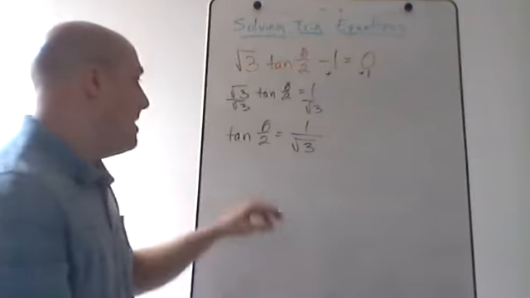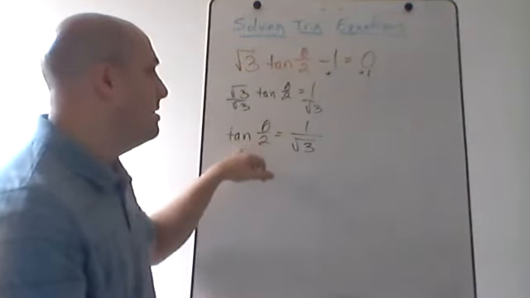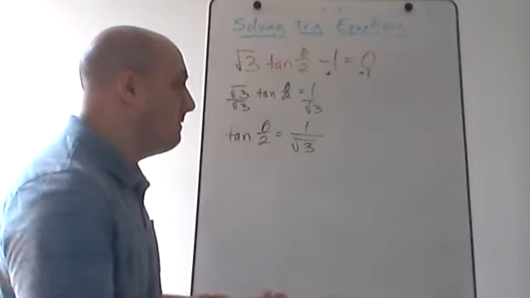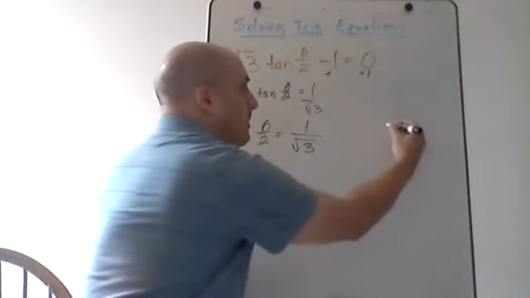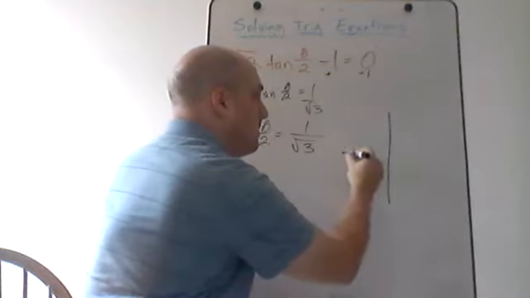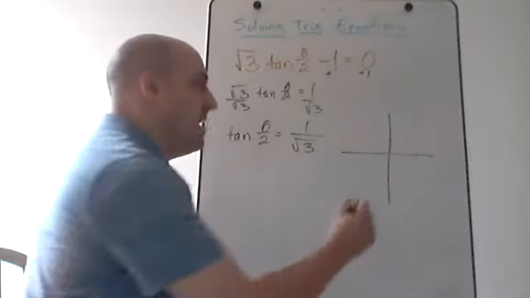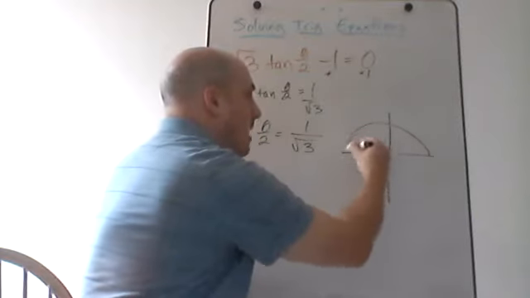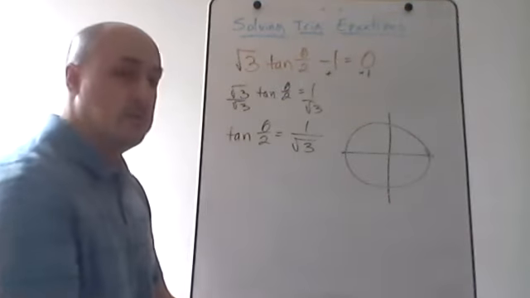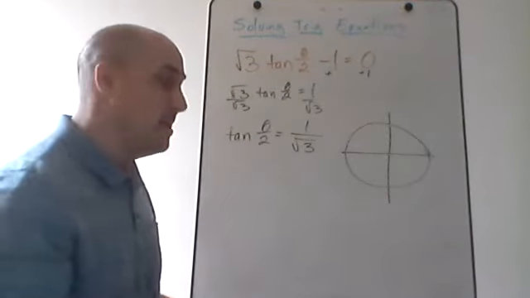So what I need to look at now is the tangent function. Where is the tangent function equal to 1 over the square root of 3? Let me think about my unit circle. That number, 1 over square root of 3, looks like a number that I'll probably find on my unit circle. So I'm not going to use a calculator here. I'm going to use the unit circle and get the exact values of my solutions.